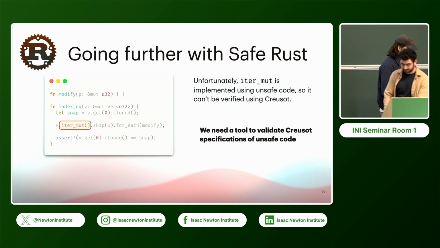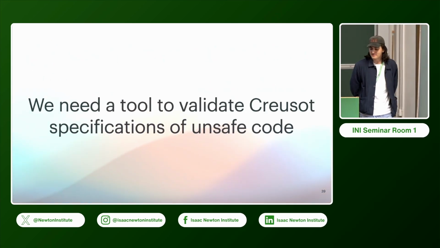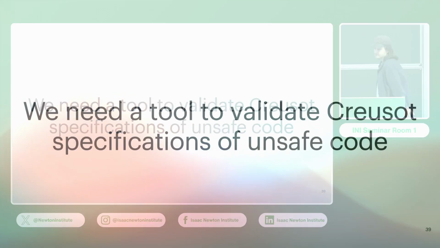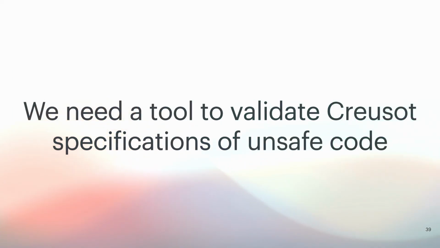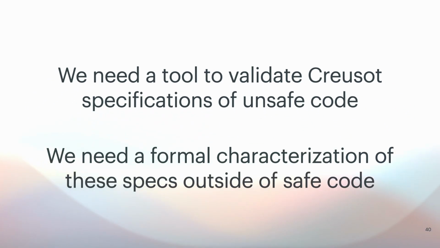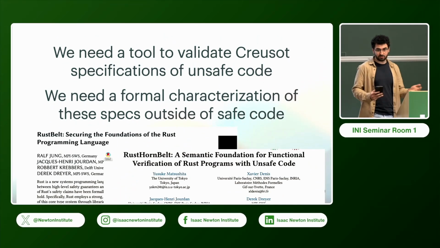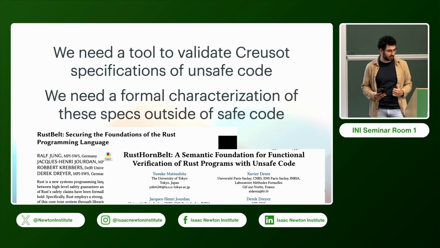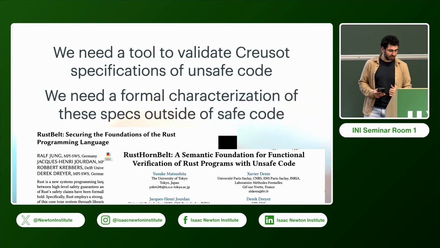Go ahead, Sacha. Yes. So, as we said, we need a tool to validate the Creusot specification. As you said, it's not just the safety, it's also the pure side conditions on top of that. First step to do this is to require formal characterization of what the specifications mean in separation logic. And thankfully, there's already work that did this, RustBelt and RustHornBelt. Previous work that was not involved with me, Xavier did RustHornBelt.